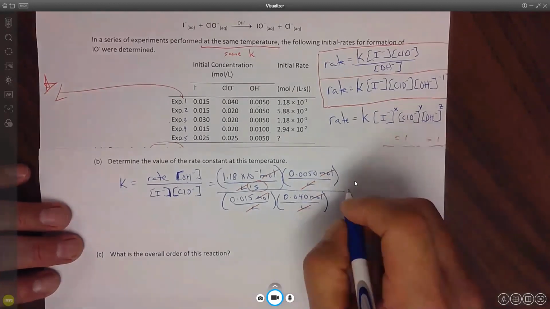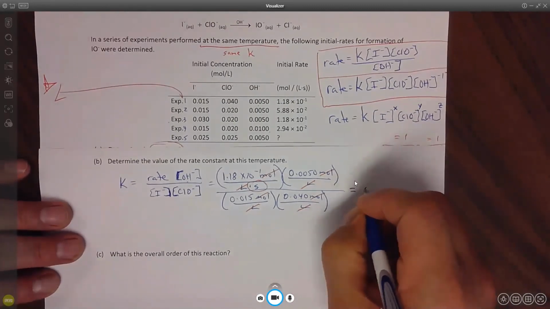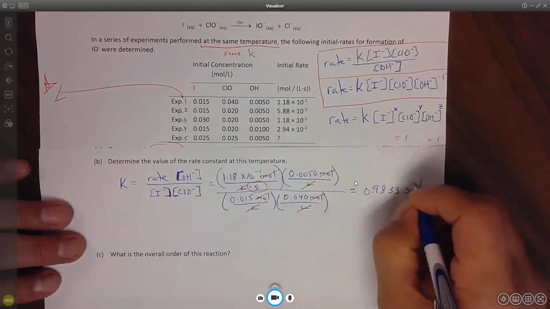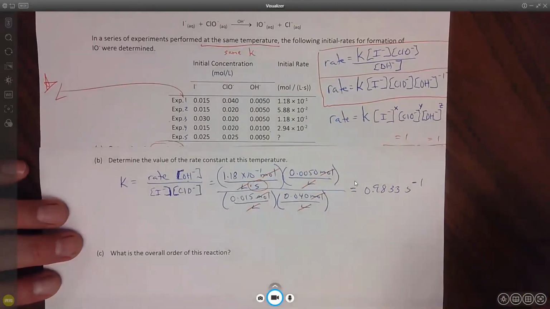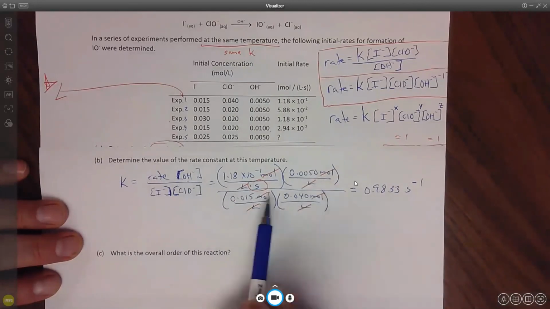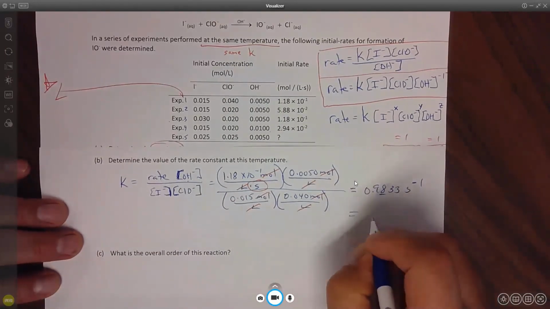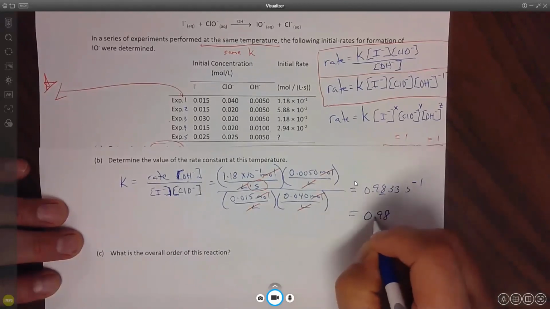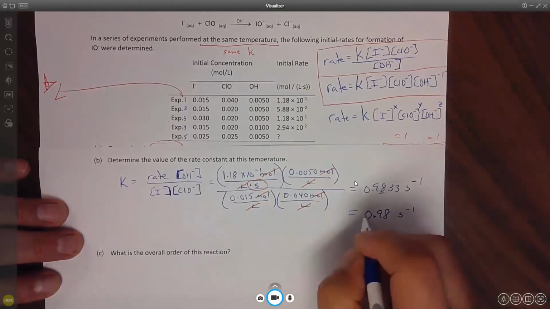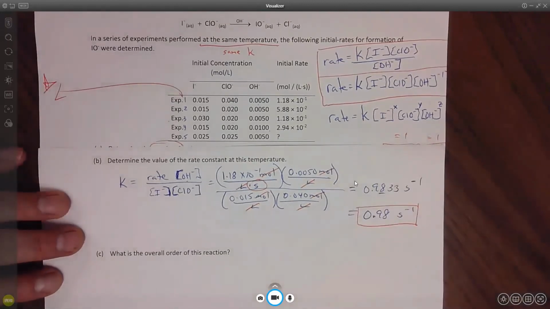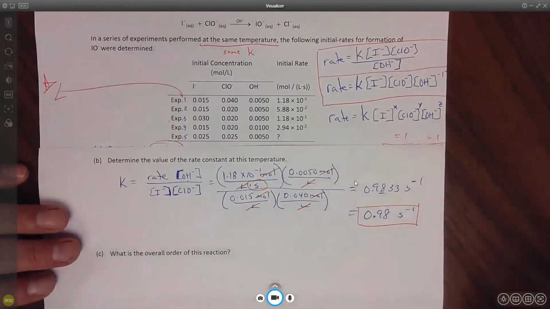So plug that into your calculator, and you're going to get 0.9833 per second. I have 3 sig figs, 2 sig figs, 2 sig figs, 2 sig figs, so this will be 2 sig figs. So your final answer will be 0.98 per second. Okay.